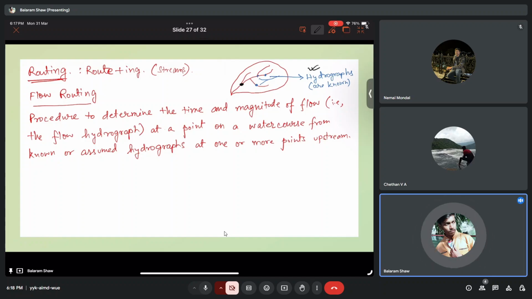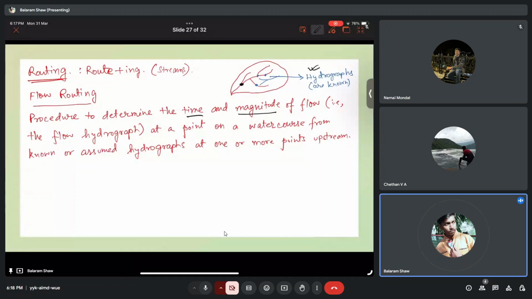This process of determining the time and magnitude of the flow at a point on the water course, from known or assumed hydrographs at one or more points upstream, we call flow routing.